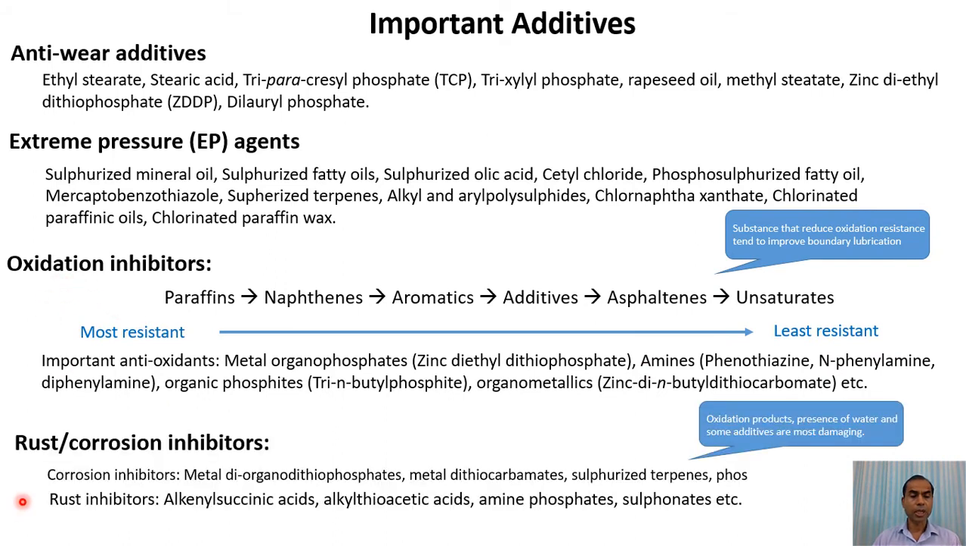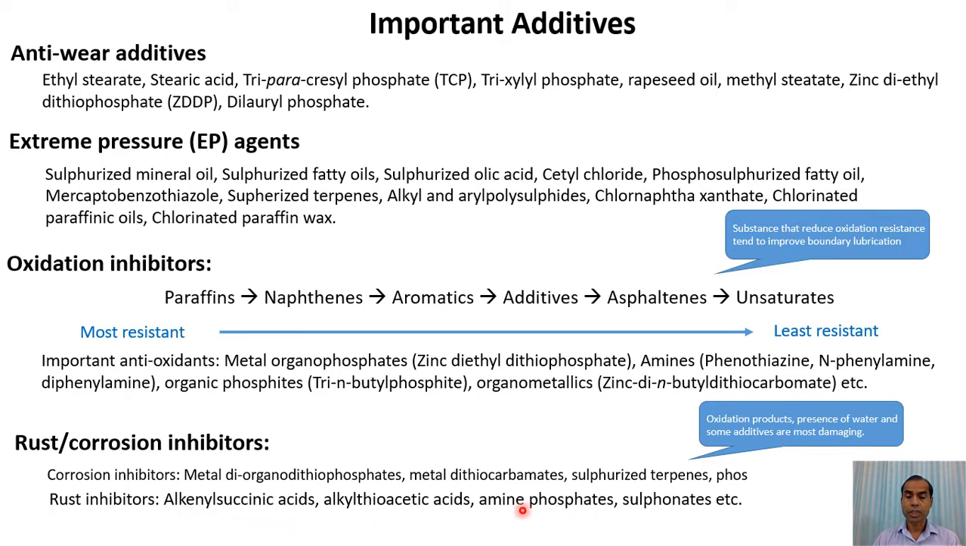Another important aspect is the rust and corrosion inhibitors. The rust inhibitor is basically to protect ferrous material from rusting, and corrosion inhibitors are for protecting other non-ferrous metals. Corrosion inhibitors are metal dithiophosphates and other metal containing organic compounds. They also contain sulfurized and phosphorus compounds. The rust inhibitor is to protect ferrous material from rusting.